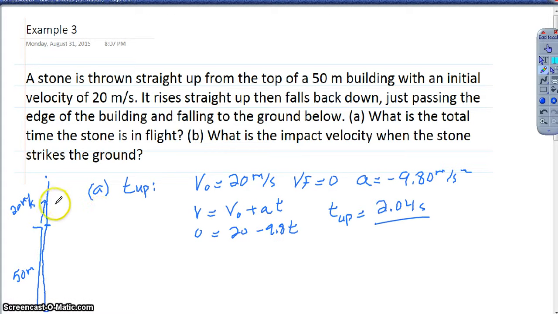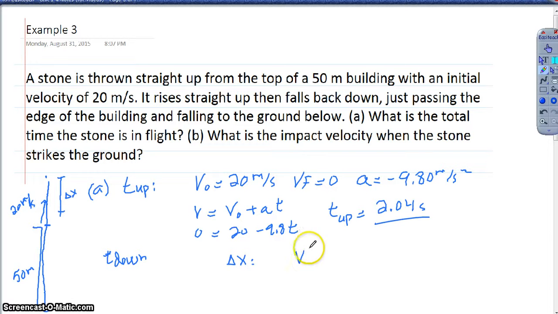So instead, the easiest route is to figure out how high it went above the building, so that we know the total height the stone reached, and then we have the acceleration and the initial velocity, which makes falling down a little bit easier. To find the time it takes to go down, the first thing I'm going to find is how high it went up. So I'm going to use the same information to find the height that it reached.